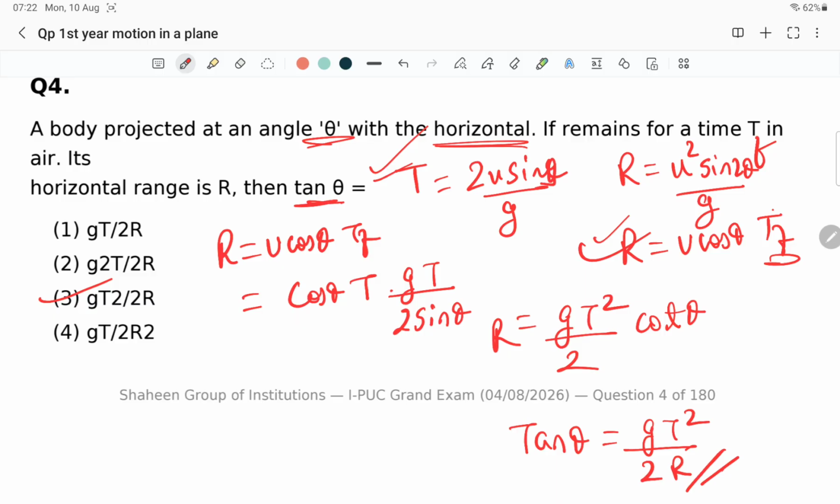Okay, so I hope you have understood this particular answer. The answer is simple. In the question he has given theta, then he has told tf and also R. Using tf and R, we need to bring tan theta. So how did we bring it? We took T equals 2u sin theta by g, and we took R equals u cos theta into tf. In this we substituted u from this formula. You separated u from this and substituted it here. So what did you get? Cos theta into T as it is, and instead of u, gT by 2 sin theta. After that it was just simple mathematics and bringing tan theta outside. I hope this is clear.